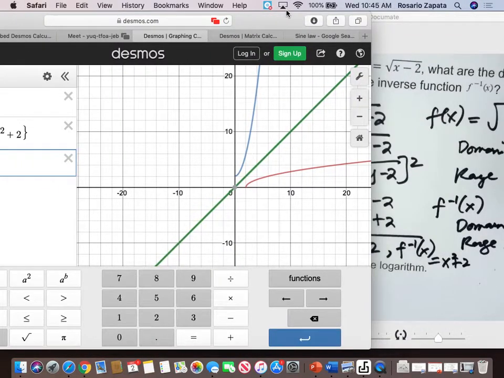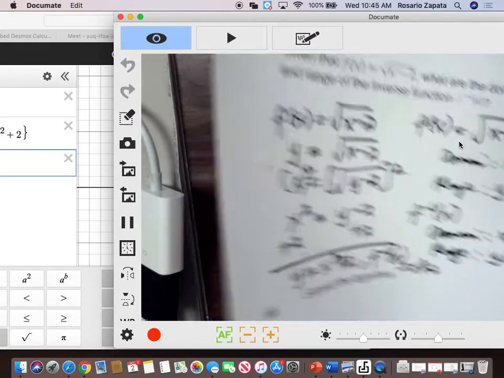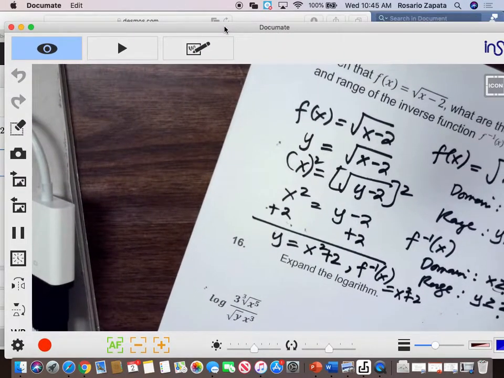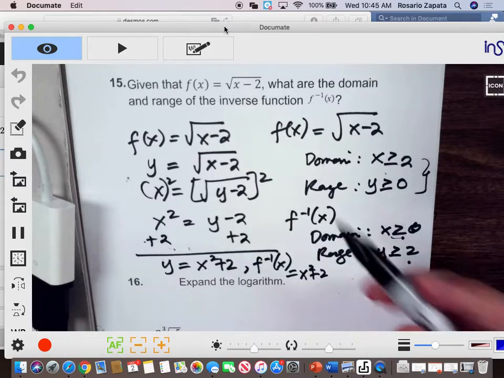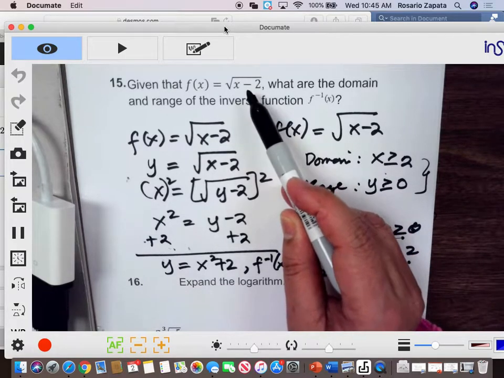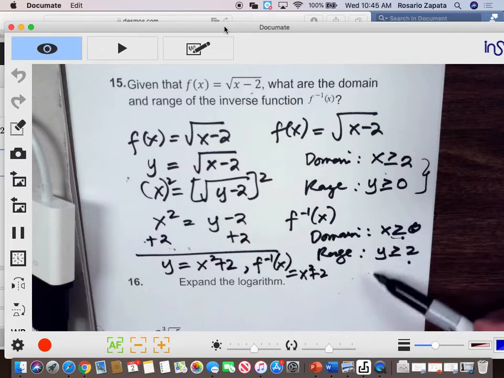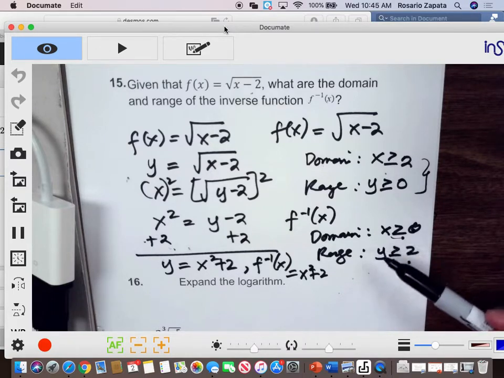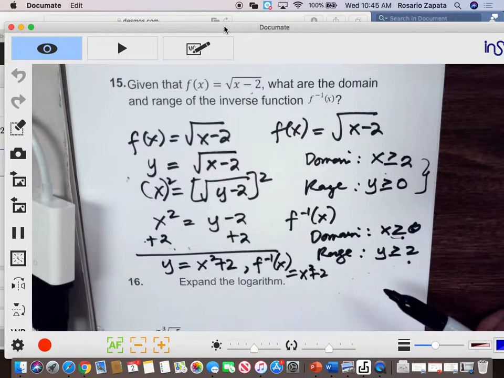But if you're doing this problem, you just need to find the domain of this and the range of this and then flip them. It will be the domain and range of your inverse function.